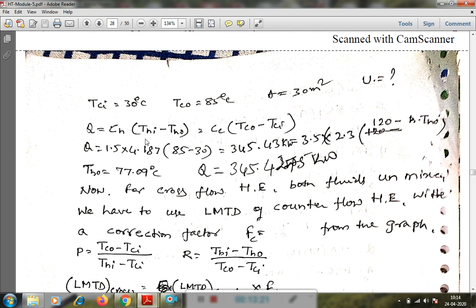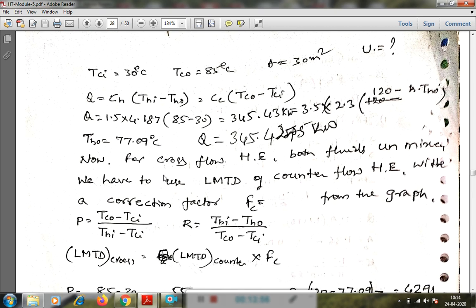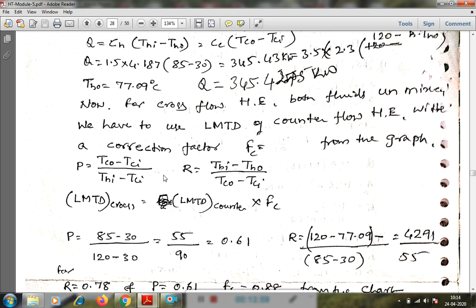Already we know that Q is equal to Ch into Thi minus Th naught, equal to Cc into Tc naught minus Tci. Then Q is equal to 1.5 into 4.187 into 85 minus 30. That Q we can have. This is 345.43. Then that can be equated with the hot fluid, Ch into 120 minus Th naught. Then Th naught we are going to get as 77.09 degrees Celsius.